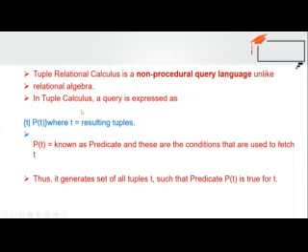It is one of the non-procedural query languages, like relational algebra, and a query is expressed. How is the query expressed here? It is expressed with the help of {T | P(T)}, where T represents the resulting tuples. P(T) is known as the predicate, and these are the conditions that are used to fetch the T. Moreover, it generates the set of all tuples T such that predicate P(T) is true. So this is a constraint we have to follow for a non-procedural query language.